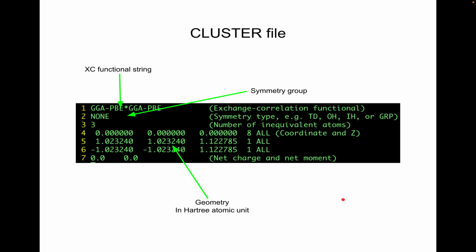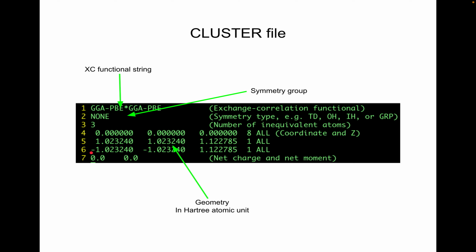This is how the cluster file looks. This is the example for the water molecule. The first line of the cluster file contains the exchange correlation functional string. This is the PBE as an example. And the second line contains the symmetry group. The NONE means there is no symmetry. And the third line contains the number of atoms in your system.